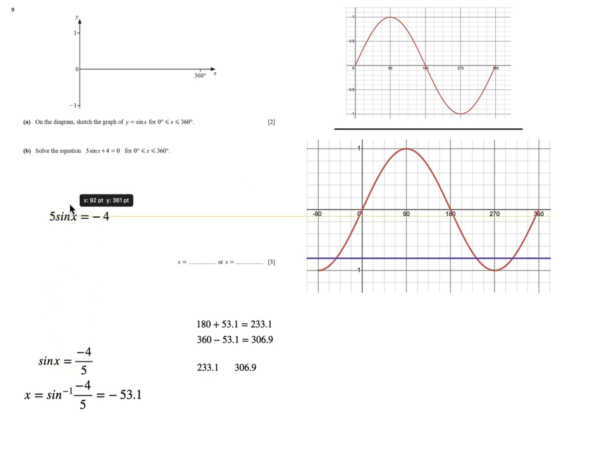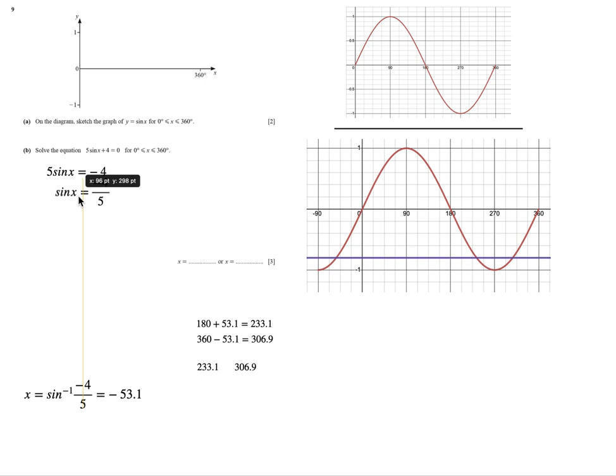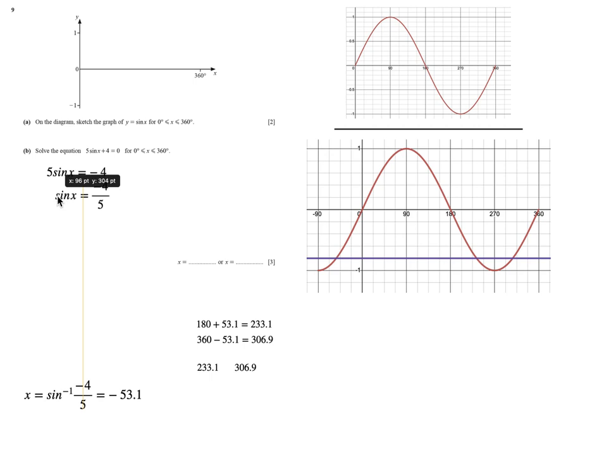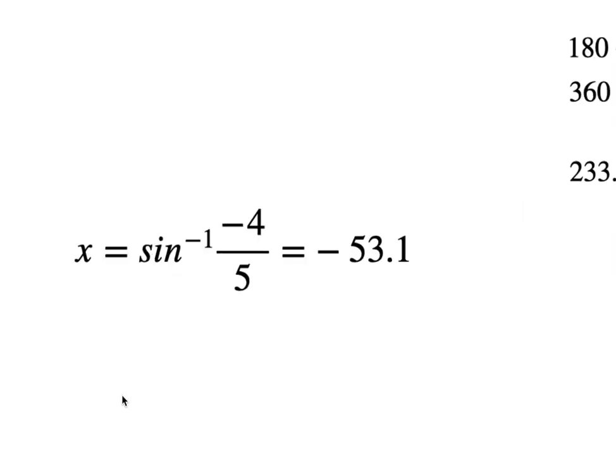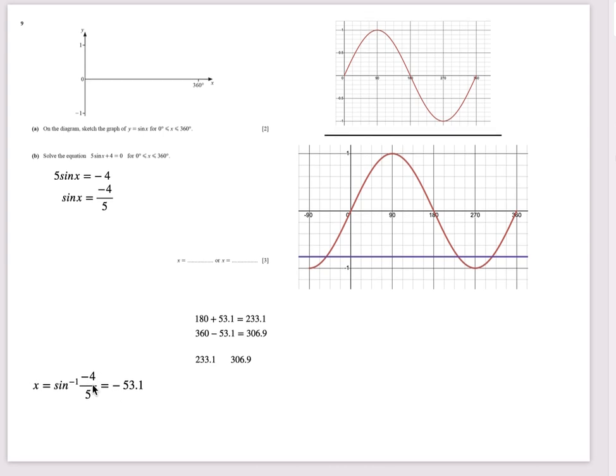But if I rearrange this function, first thing I do is take 4 away from both sides. Then I divide both sides by 5. I have that sine x is negative. Okay, and that means if I take the inverse sine of -4/5, right, it's because it's down here, right? The line of -4/5 is down there. I get the answer of -53.1.